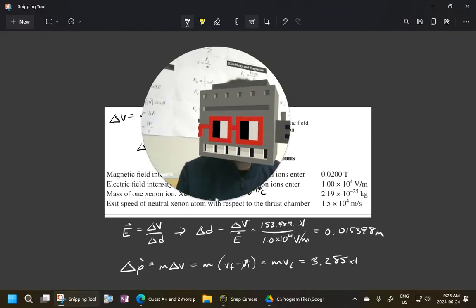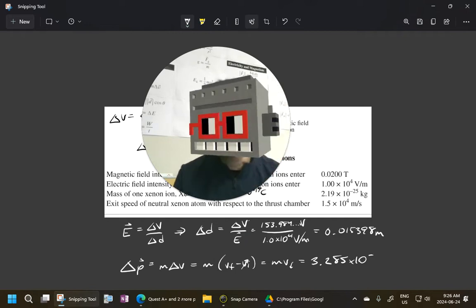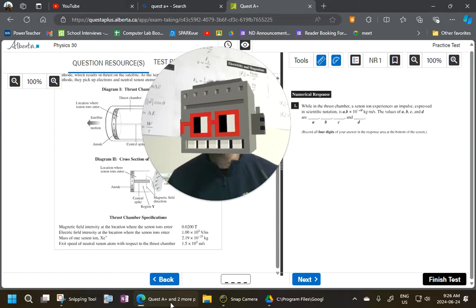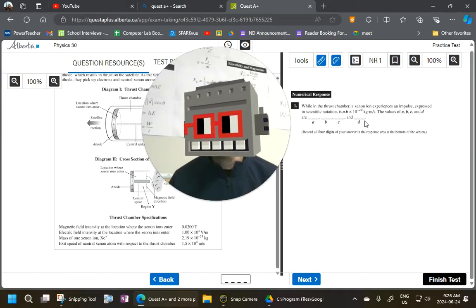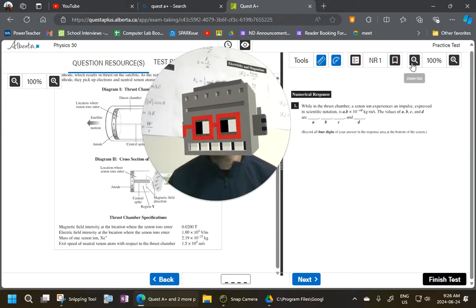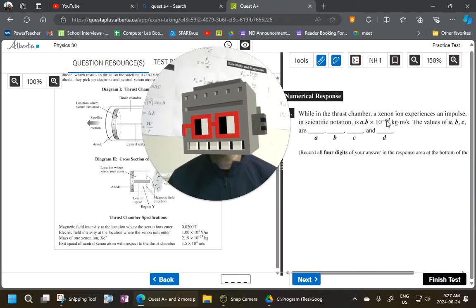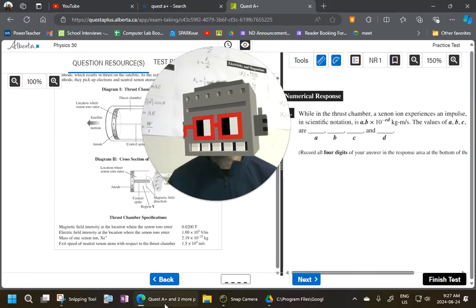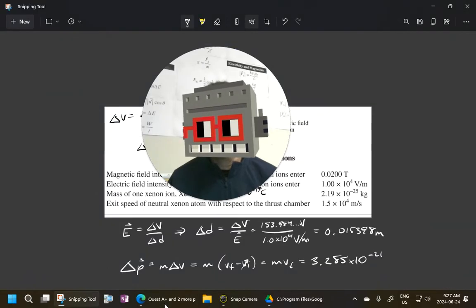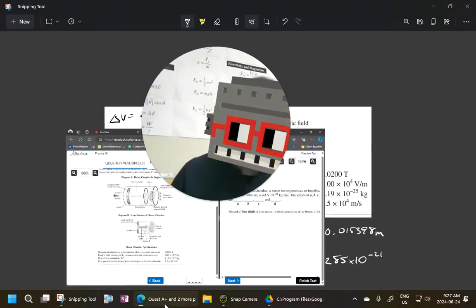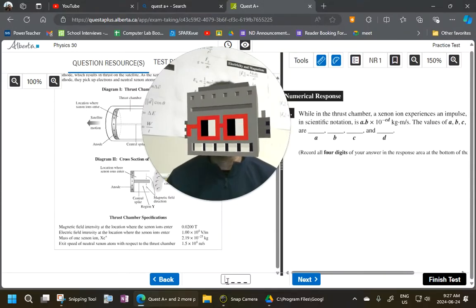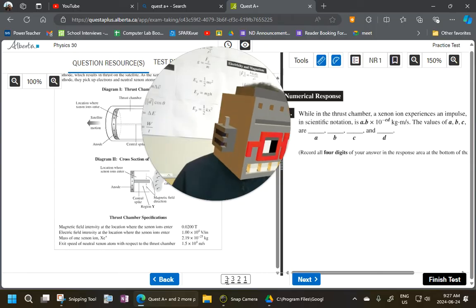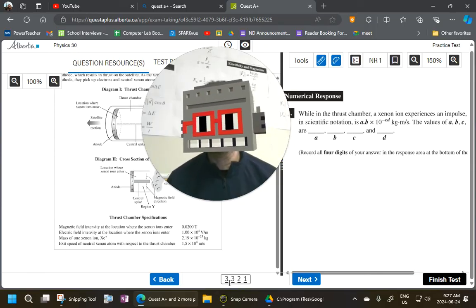3.285 times 10 to the negative 21. So what do they want? They want 2 sig digs and then the 2 negatives. So that's very key. They're telling us a hint here. This is going to be a negative exponent, which we have. Okay, negative 21, and they want the 2 sig digs. So we're going to have to round. So it's going to be 3, 3, 2, 1. Because you got to round that up. So the 3.2 becomes a 3.3.